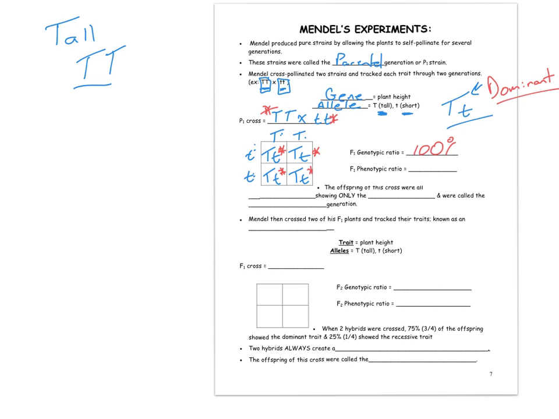100%. Right? Big T, little t. So 4 out of 4. You had 100% big T, little t. The phenotypic ratio was 100% tall, right? That's all there was, 1 to 0. The offspring of this cross were all what? The offspring were all heterozygous.